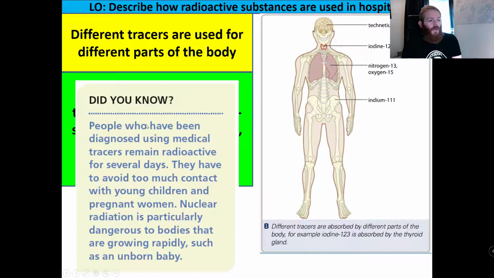Right, quick, did you know? People who have been diagnosed using medical tracers remain radioactive for several days typically. They have to avoid too much contact with young children and pregnant women. Nuclear radiation is particularly dangerous to bodies that are growing rapidly, such as an unborn baby. Okay, so that is a quick did you know there.